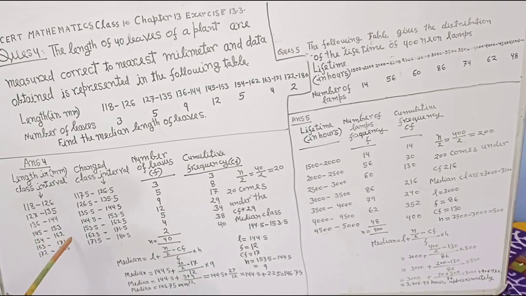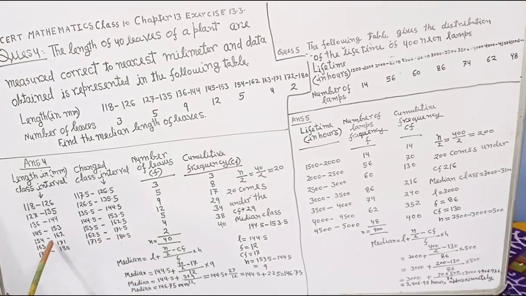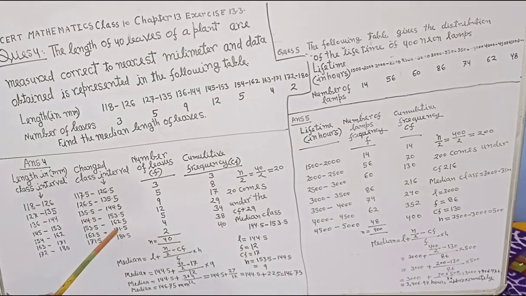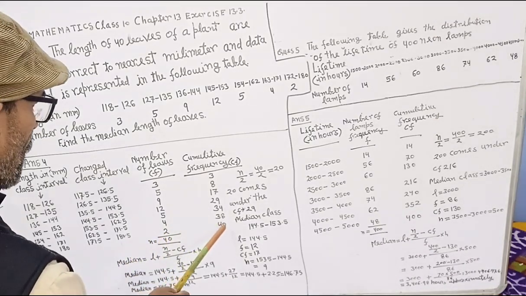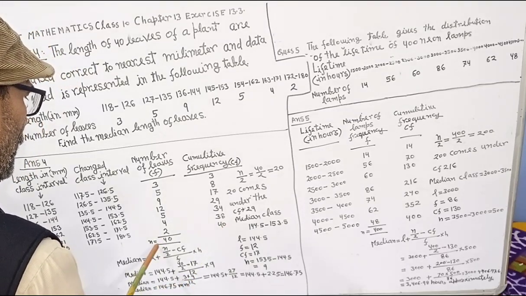154 to 162, 153.5 to 162.5, 5, 34. 163 to 171, 162.5 to 171.5, 4, 38. 172 to 180, 171.5 to 180.5, 2. Cumulative frequency is 40. Number of leaves, n is equal to 40.